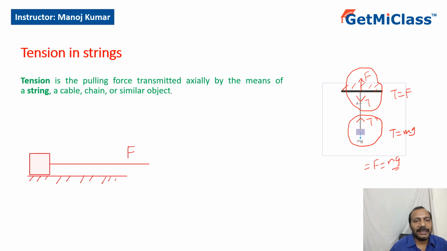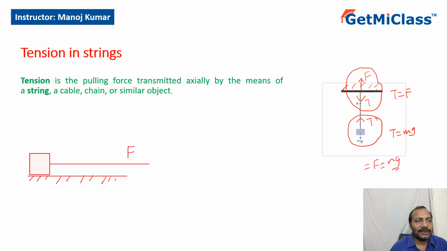So what is happening here? Who is applying force on the mass? The string. Who is applying force on the string? The roof. So in this way, the roof is applying force on the mass through the string. That force is transmitted through the string in the form of tension.